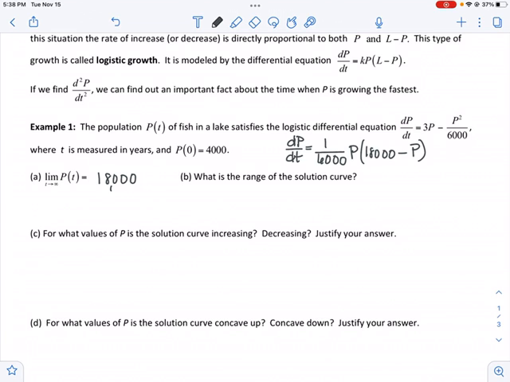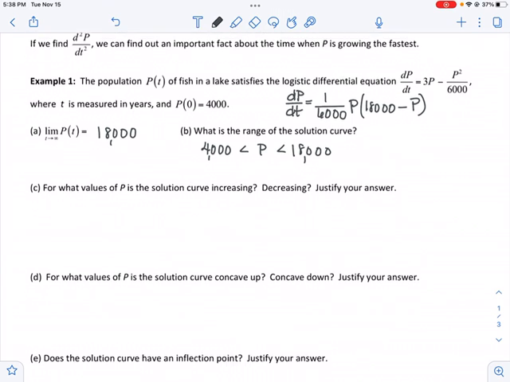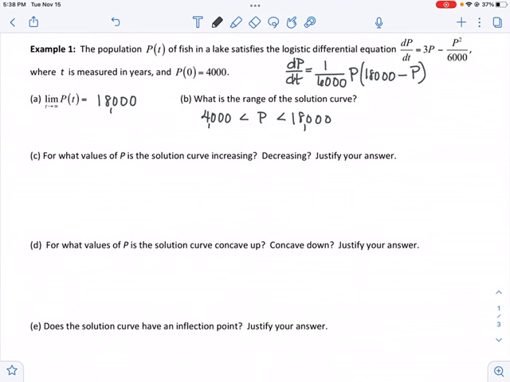Okay, what is the range of the solution for the curve? The range of the solution, P of 0 is 4,000, so it's going to have a low of 4,000. And then P is going to have a high of 18,000. And I said this is theoretical, but in practicality, sometimes population can grow a little bit bigger and then it gets pulled back down due to the carrying capacity of the environment.